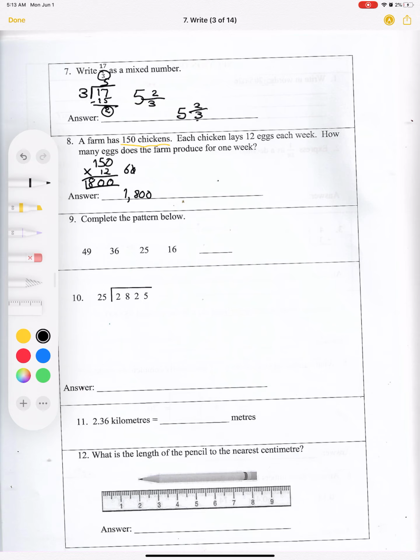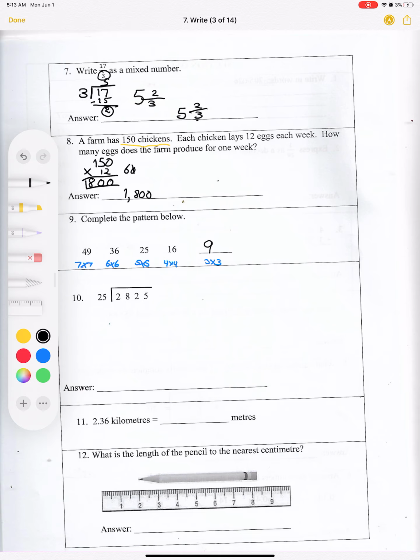Complete the pattern below. 49, 36, 25, 16. You can see clearly there they are square numbers. 7 sevens are 49, 6 sixes are 36, 5 fives are 25, 4 fours are 16. So what do you think is next? 3 times 3, but the answer isn't 3 times 3. It's the product of 3 times 3, or the square of 3, which is 9.